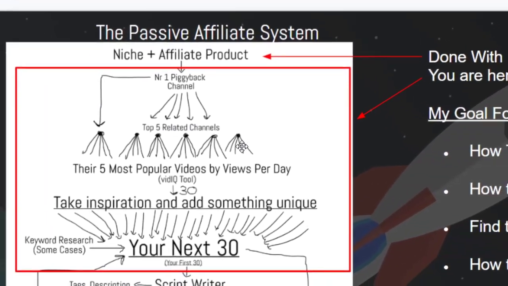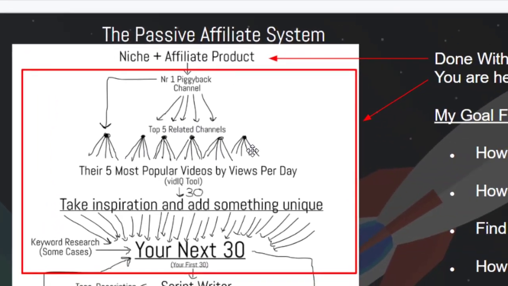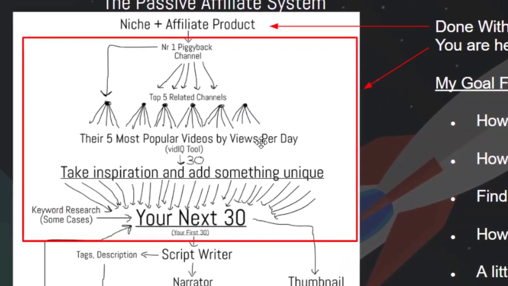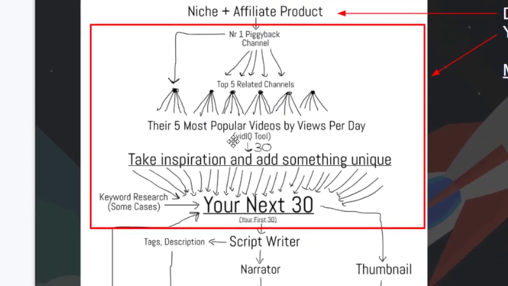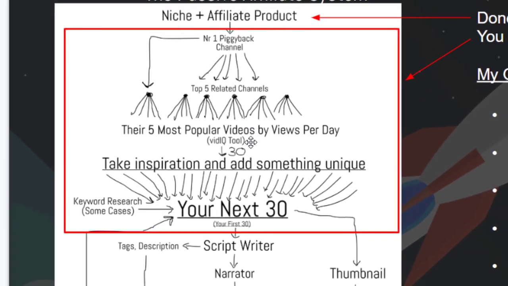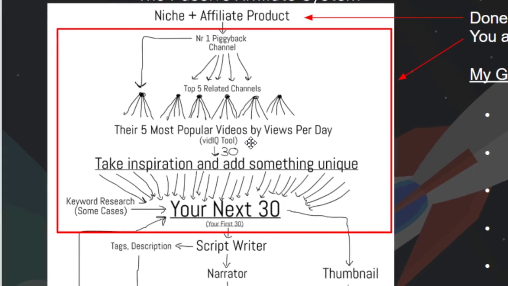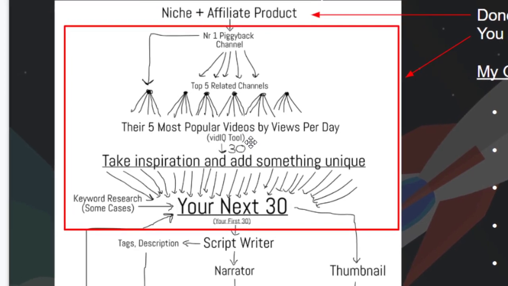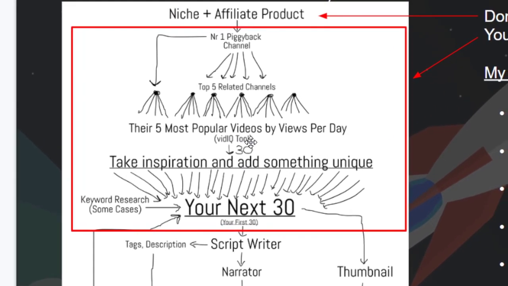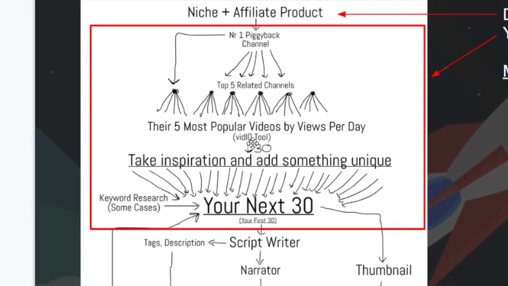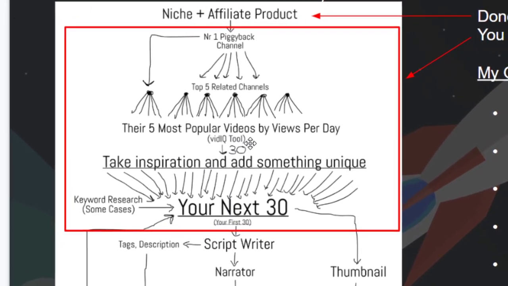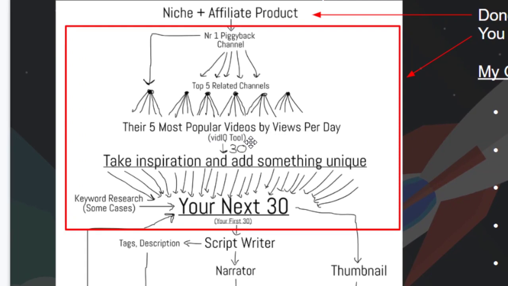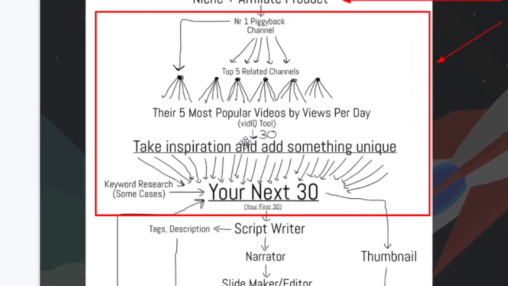And out of those channels, you're going to look at their 5 most popular videos by views per day. So you can use the vidIQ tool to actually show that. I'm going to show you a different way to find their most popular videos by views per day right now, and how to actually go about that without the vidIQ tool as well. Because I made this a year ago, and since I'm updating this now, the vidIQ tool has become a little bit bad. So I don't really like it that much anymore.